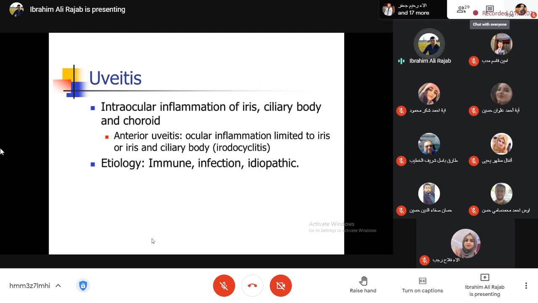Nearly 50% of patients with anterior uveitis are idiopathic, but it may be infectious, such as bacterial, like TB, syphilis, Lyme, brucellosis, or viral, such as herpes simplex, herpes zoster, cytomegalovirus, or it may be immune, such as Behçet disease, SLE, multiple sclerosis, sarcoidosis, and so on. So uveitis may be caused by idiopathic reasons, infection, and immune disease.